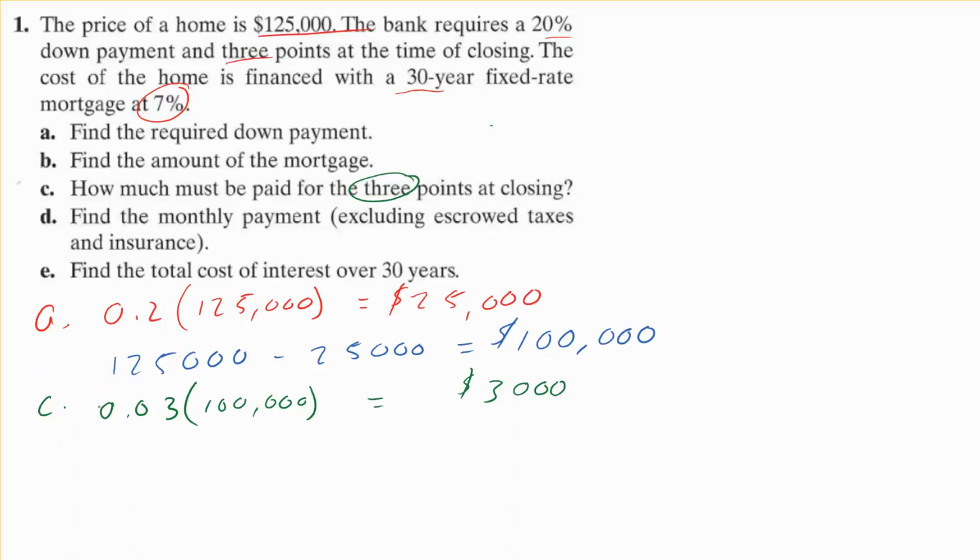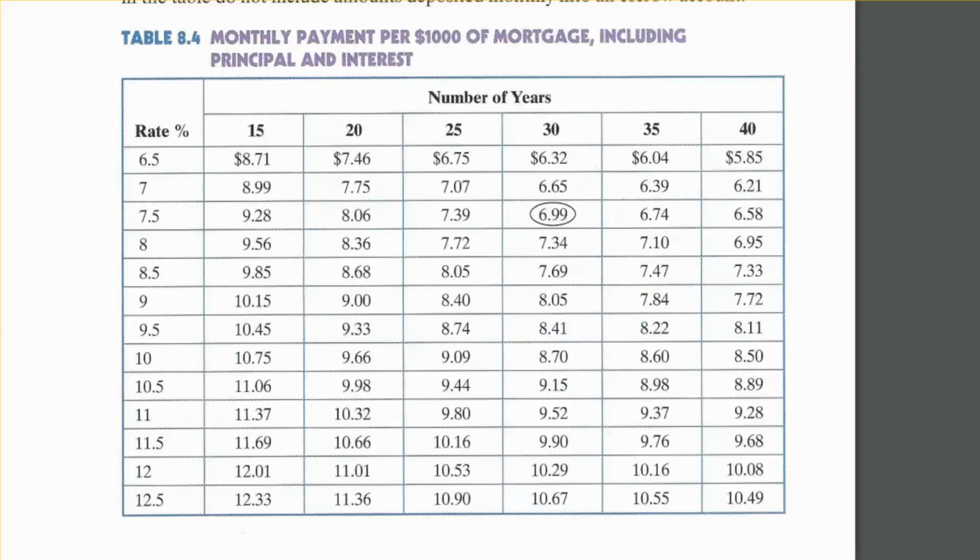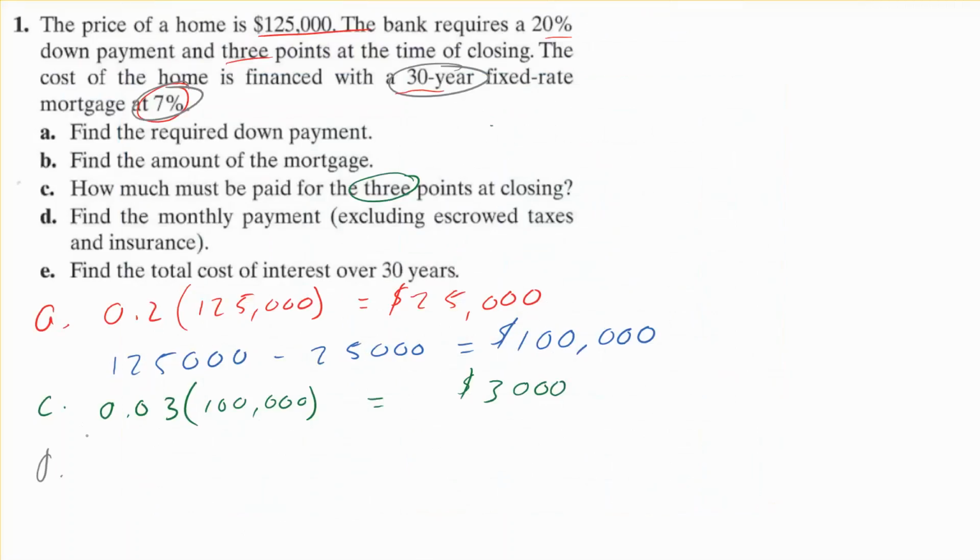Our monthly payment, and I'll flip back to our chart there. We have a 30-year at 7%. So a 30-year at 7% would be that 6.65 number right there. So that's our 6.65 times how many thousands? And 100,000 divided by 1,000 is 100. So our monthly payment is going to be $665.